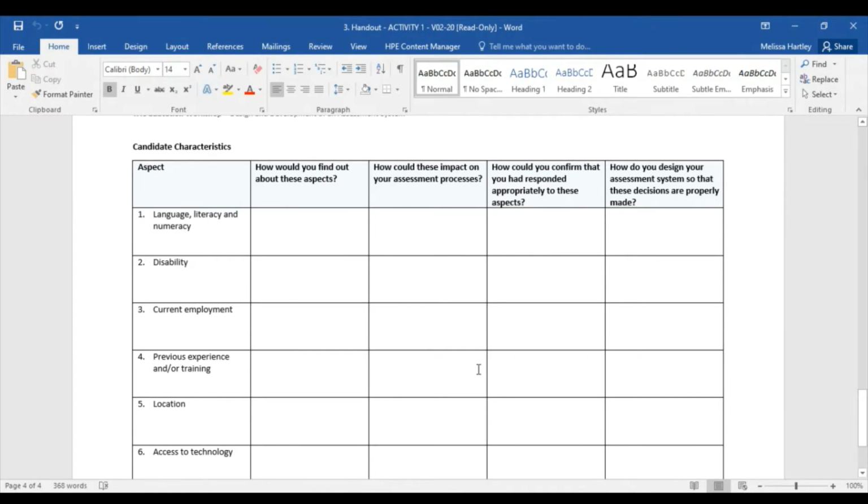You need to think about where they're located. Are they in a rural environment? Dare I say it, are they in prison? Where are they located? And can that affect your choices? And access to technology, because it may be that we can utilize technology, innovative technologies, as part of our assessment process.